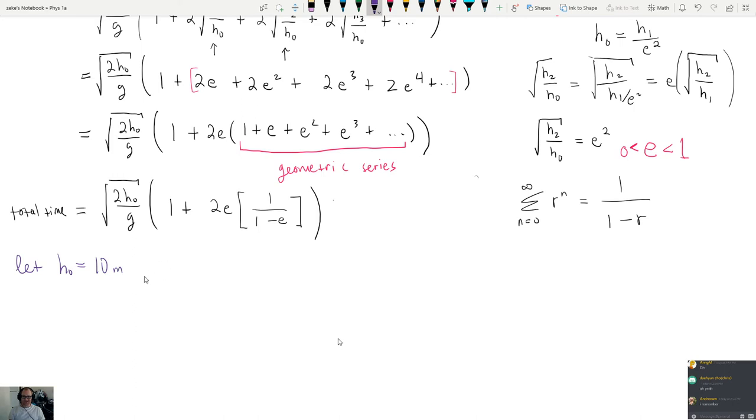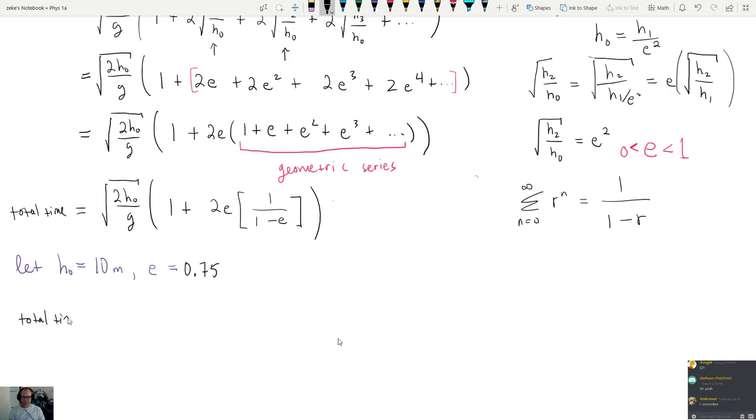33 feet tall. And let's say that e is a pretty sizable number. So let's use 3/4 for e, okay? Or we don't have to write it as a fraction. We can write 0.75. Let's use 0.75 for e. So that means that on the first bounce, it's going to bounce pretty high, very close to the initial height. So you'd think this would take a while to stop bouncing, but let's see what we get for our answer.